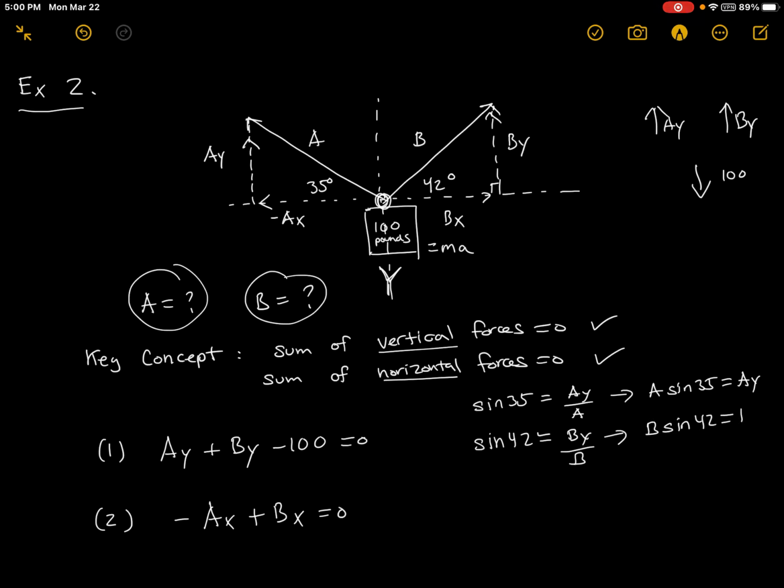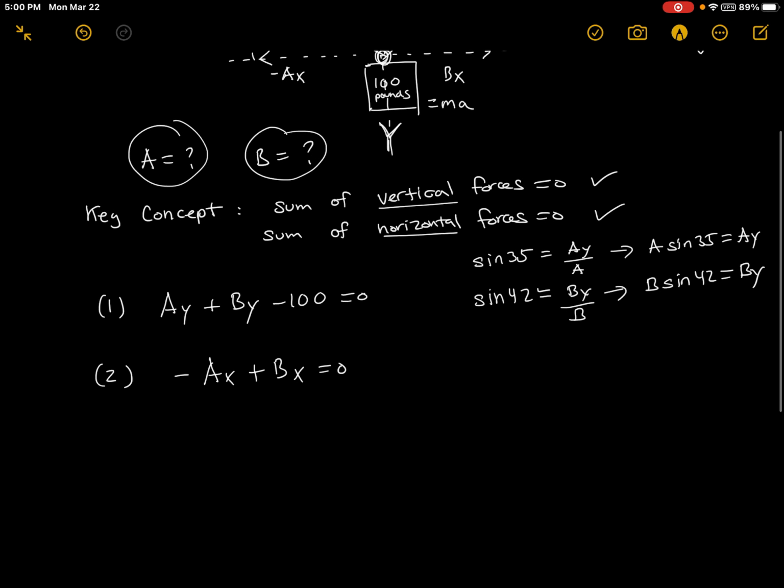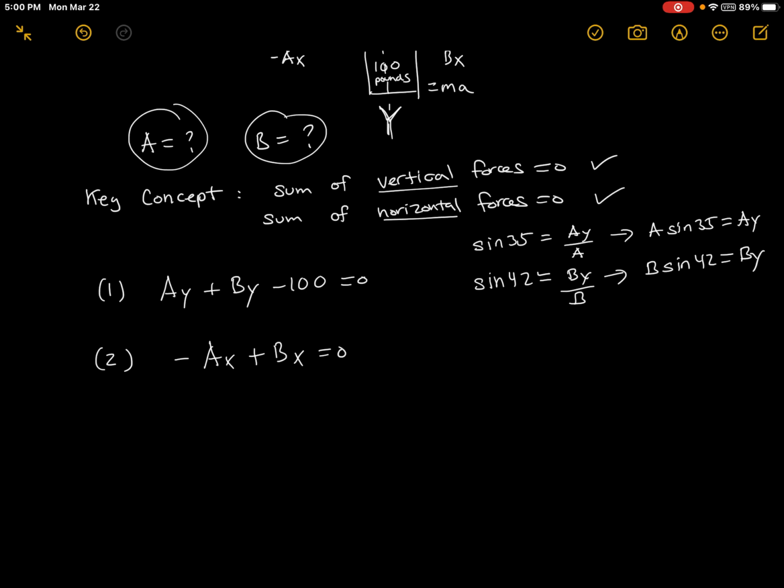And what you want to do now is substitute into this first equation. Okay, so A of Y is A sine 35. B of Y is B sine 42. And then I'm just going to move this 100 over here, okay? So do the same thing for equation number 2.